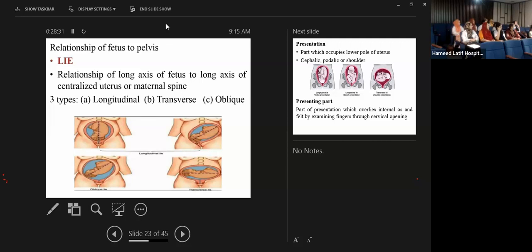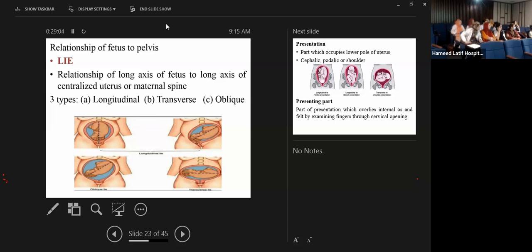If there is placenta here and the resulting uterine cavity is rounded, then again it will be conducive to malformation. But mostly the cavity is like this, and therefore the fetus assumes a position so that its long axis conforms with the long axis of the uterus. And then either it can be head or it can be breech.